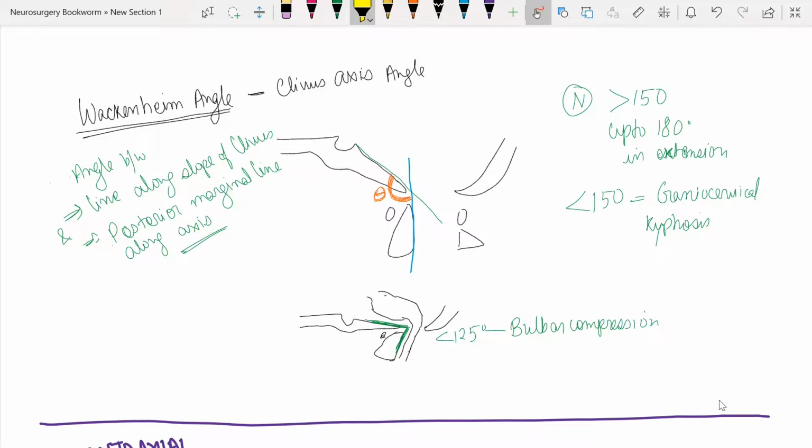So the next angle is Wackenheim's angle, also called the Clivus axis angle. It is the angle between the line along the slope of Clivus and the second line from the posterior marginal line along the axis. Normally it is greater than 150 degree. It can be more than 180 degree in extension. However, if it is less than 150 degree, then we say that there is a presence of craniocervical kyphosis.